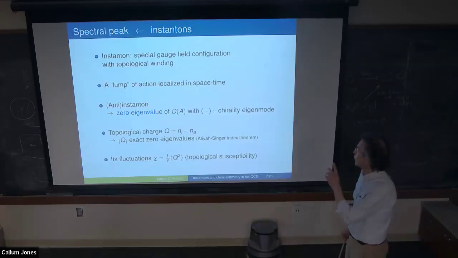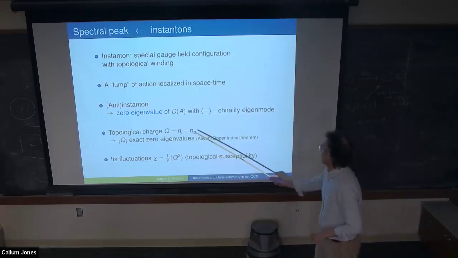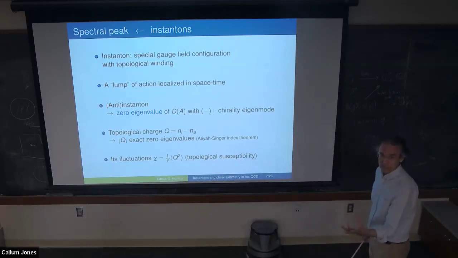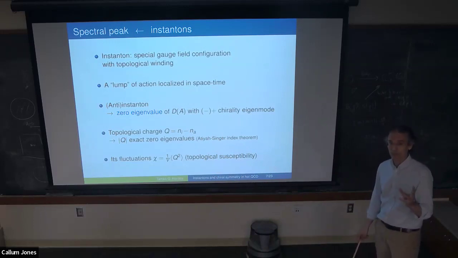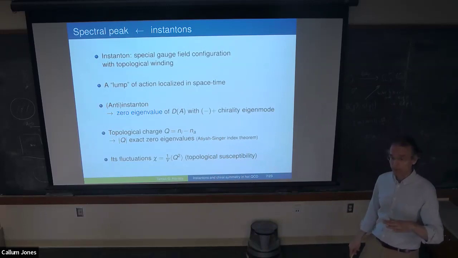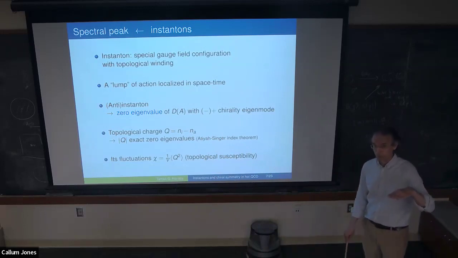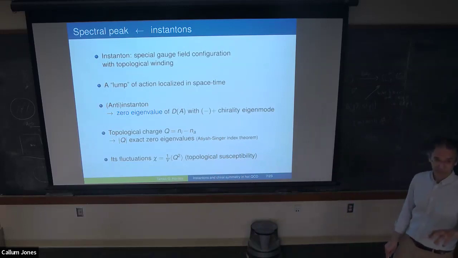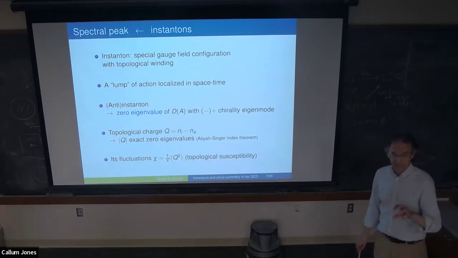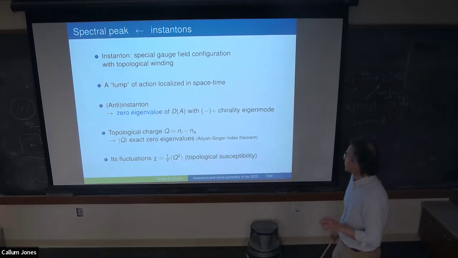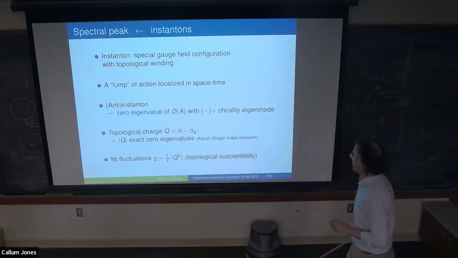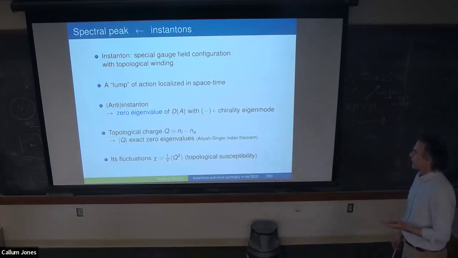And what is important for my story is that if you have an instanton or an anti-instanton, then the Dirac operator has an exact 0 eigenvalue. This is something very non-trivial because in the Matsubara picture, the lowest eigenvalue for free fermions is at the lowest Matsubara mode. But if you put in an instanton, even at finite temperature, then you have an exact 0 eigenvalue. And this is protected by the so-called Atiyah-Singer index theorem, that the eigenvalues are exactly 0.